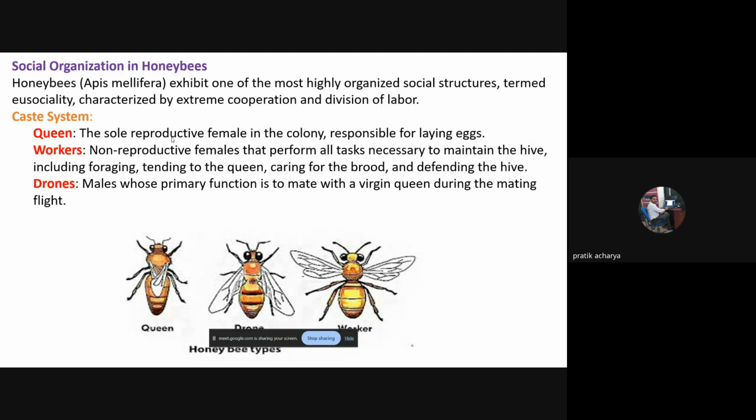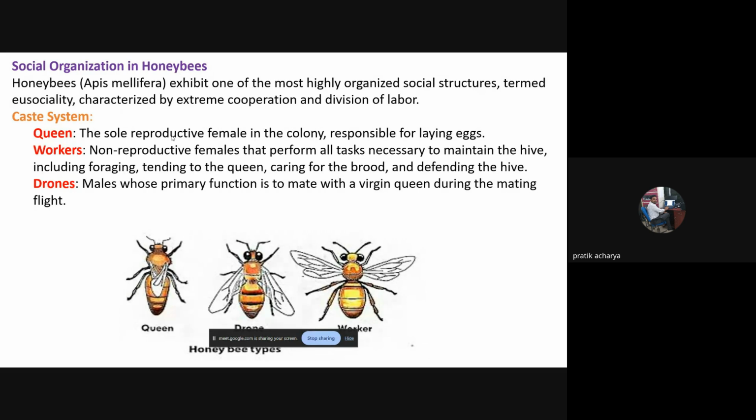egg laying purpose. Workers are non-reproductive females that perform all tasks necessary to maintain the hive. They are also female, but sterile female. They develop the sterility during their development. They do not eat the royal jelly. They only provide the royal jelly to the one female which is converted to queen. And drones are the haploid males. Okay, they are for mating purpose only. No other functions are performed by the drone in the honeybee colony. So these are the different castes of honeybees.